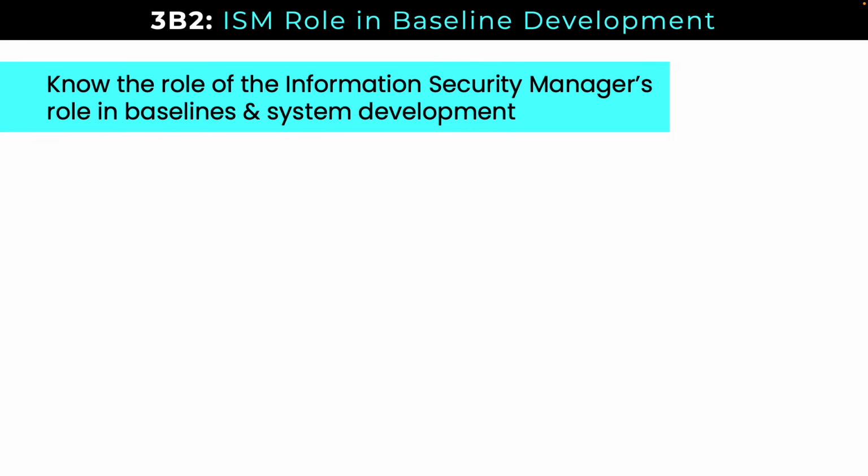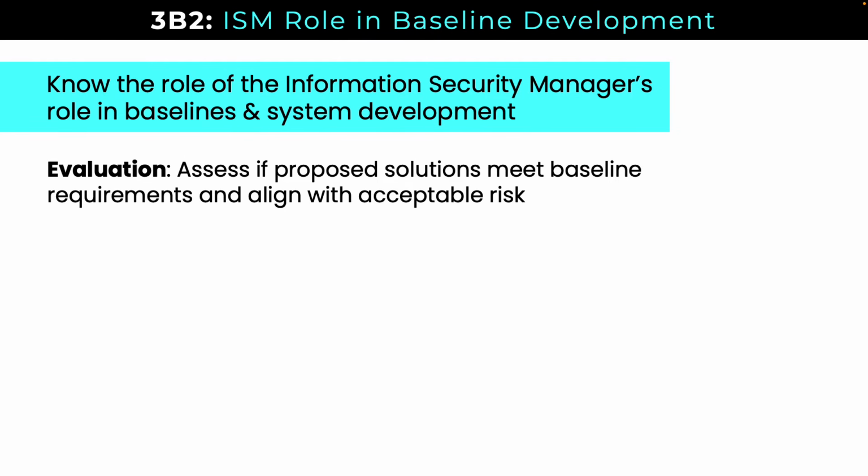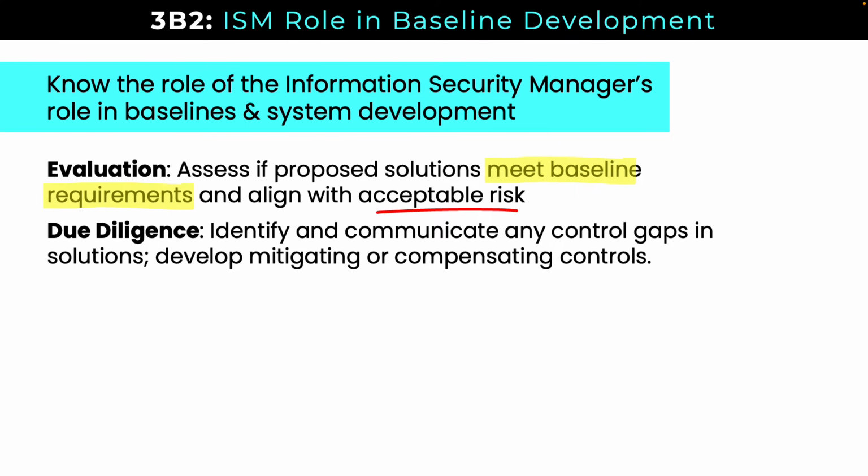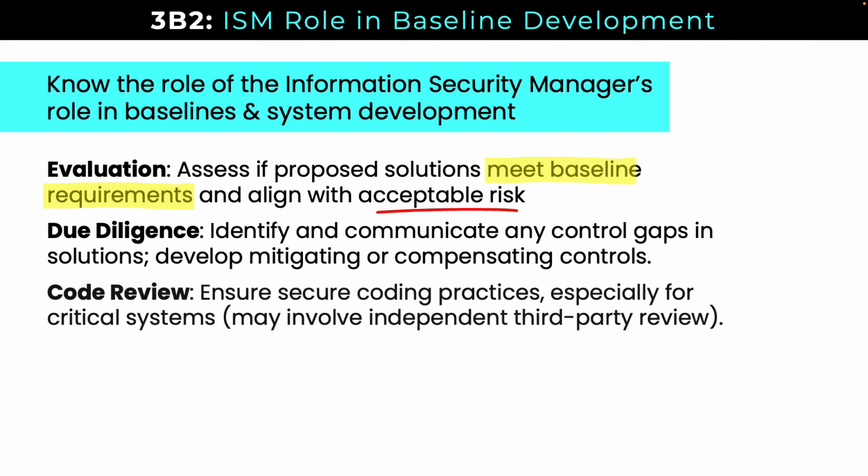So what is the role of the information security manager in baselines and system development? Well, we're going to help with evaluation, assessing if the proposed solution meets baseline requirements and aligns with acceptable risk. Due diligence, so identifying and communicating any control gaps in solutions, developing mitigating or compensating controls. They'll oversee or help direct some sort of code review, ensuring that secure coding practices, especially for critical systems, are in place. And this may involve independent third-party review, some sort of external assessment.